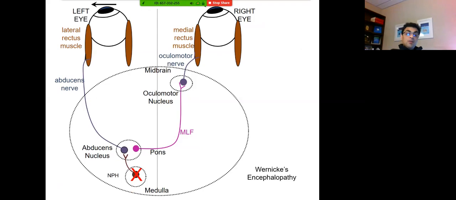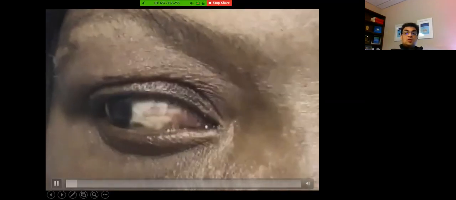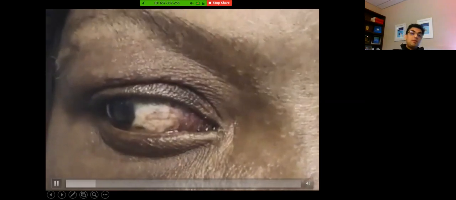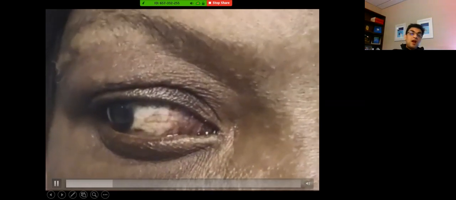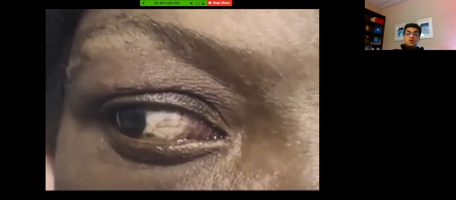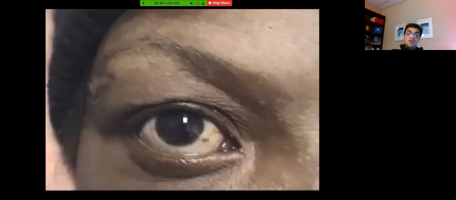And if you don't have NPH, then you may get gaze-evoked nystagmus. So in this lady who had a lesion of NPH, you can see that she had the right beat when she looks to the right side. And when she would look straight, she does not have any rebound, which means that that is not cerebellar, but it is NPH deficit, and she had gaze-evoked nystagmus.